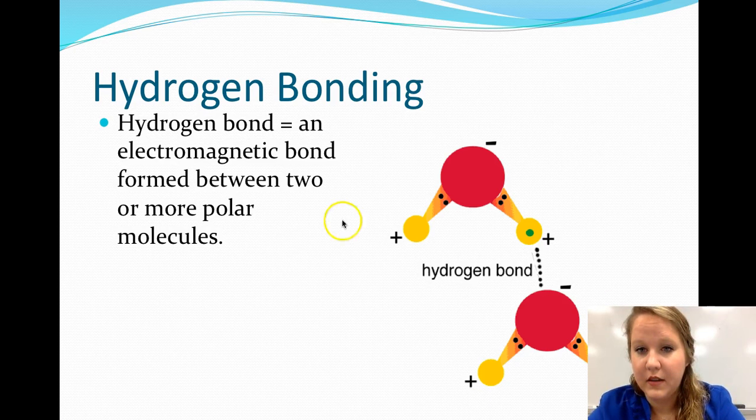Now there is also a hydrogen bond, and a hydrogen bond is an electromagnetic bond that's formed between 2 polar molecules. So here the hydrogen bond is connecting it to another water molecule. So we have another water molecule over here. It's connected from the hydrogen to the oxygen. Positive and negatives attract, and that's what's going to hold multiple water molecules together.